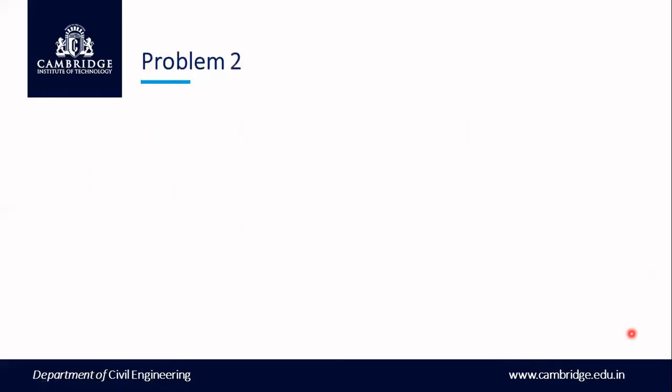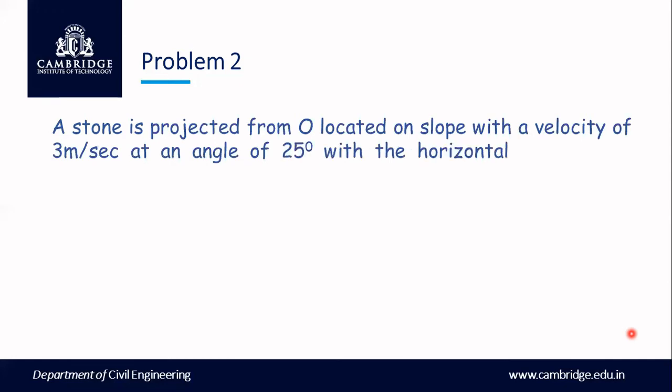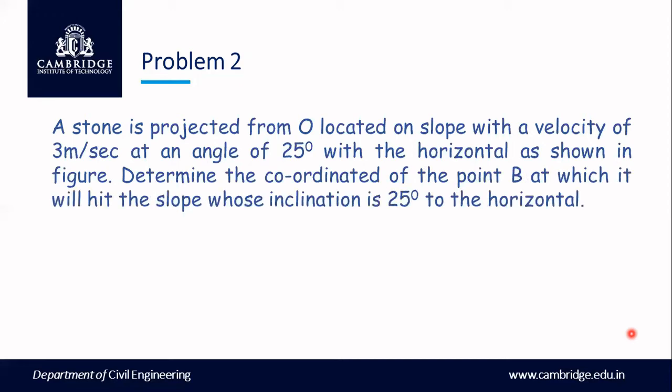Next problem, we will see what it is. A stone is projected from O, located on slope with a velocity of 3 meter per second at an angle of 25 degree with the horizontal as shown in the figure. Determine the coordinates of the point B at which it will hit the slope whose inclination is 25 degree to the horizontal. So the figure is given for this data.